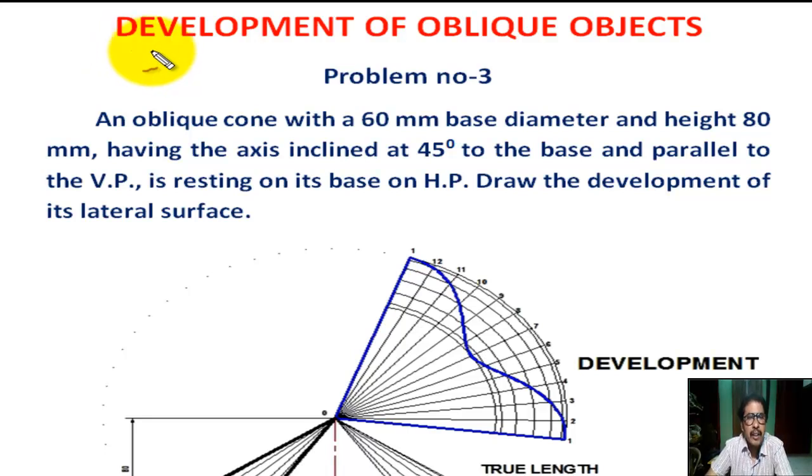Hello student, today we are going to solve a problem on development of oblique object. Oblique objects means axis of the object inclined with HP. Example, oblique cylinder, oblique cone, oblique prism, oblique pyramid, etc.